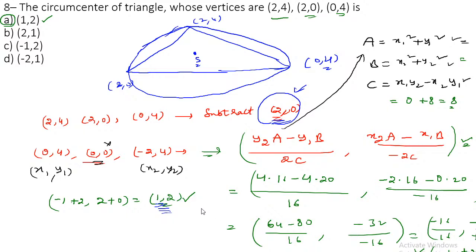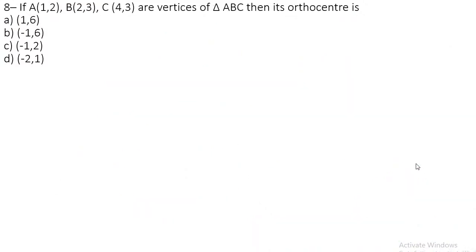So this is how you can solve for the circumcenter of a triangle when the vertices of the triangle are given. First, convert one of the vertices to the origin 0 comma 0, and then you can use this formula: y2a minus y1b by 2c and x2a minus x1b by minus 2c. You can use this simple formula.